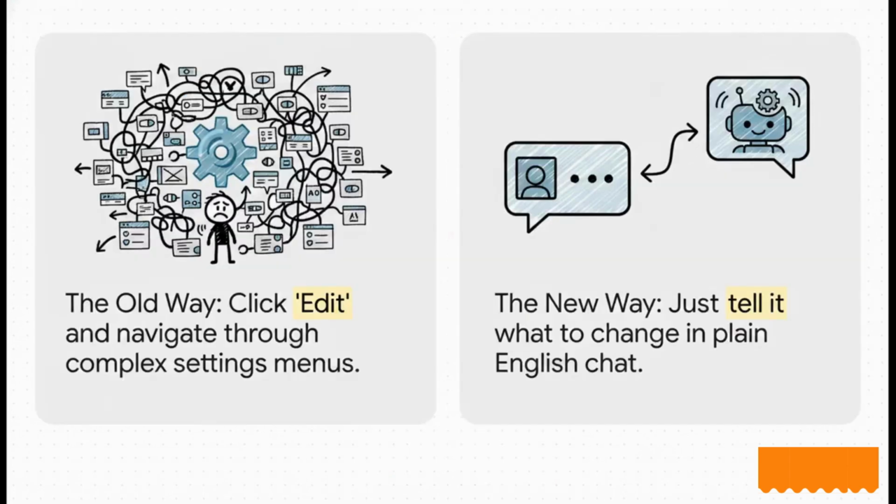So what if you want to change how the agent works? Well, you can go the old way, click Edit, and navigate through the settings. But the new way is my favorite part. You can literally just tell it what to change. Just type, "Hey, stop showing me meetings before 10 a.m." right in the chat, and the agent just updates itself. No digging through menus required.